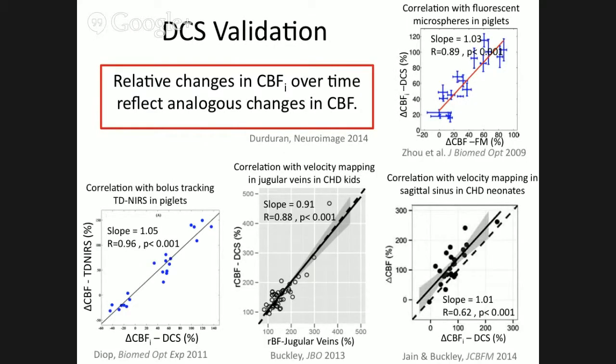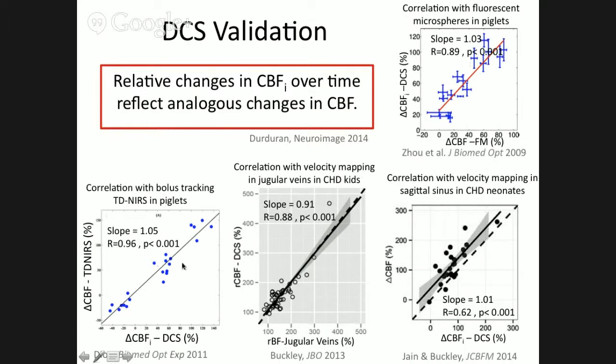Okay, so this is just a summary of some of the many validation studies that have now been done. And at this point, I could say with confidence that relative changes in cerebral blood flow measured over time with DCS correlate very nicely with relative changes measured by other cerebral blood flow modalities. And Turgut Durduran recently wrote a paper in NeuroImage that thoroughly goes through all these validation studies. But I'll just highlight a few.